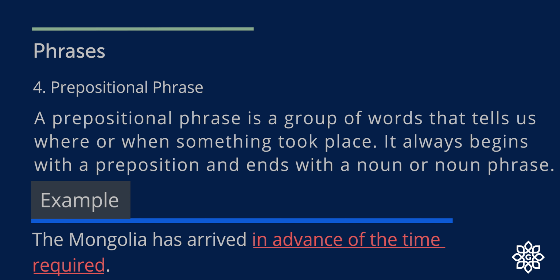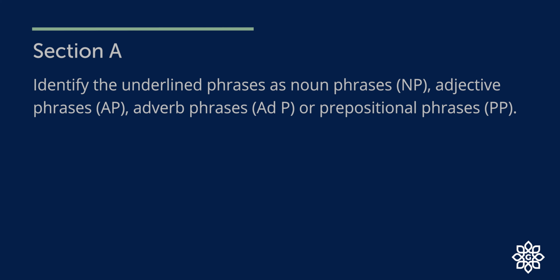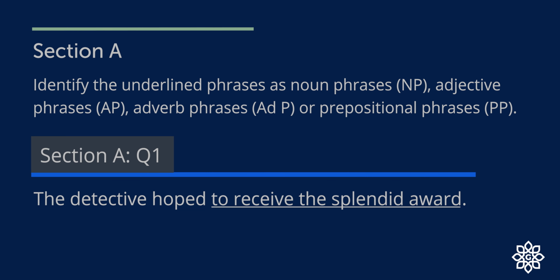Now, moving on to the section A, identify the underlined phrases as noun phrases, adjective phrases, adverb phrases, or prepositional phrases. Question number 1. The detective hoped to receive the splendid award. Here, award is the noun or the main word, and this is a noun phrase.